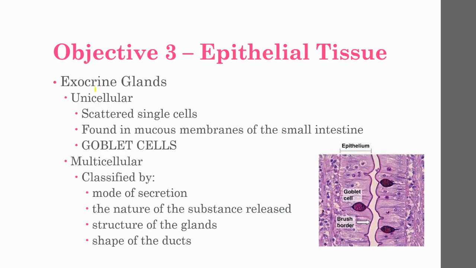And so just a little bit more on exocrine glands. They could be just single cells, and then if that's the case, we call those goblet cells. They're going to be in our digestive tract. And then most of your exocrine glands are going to be multicellular, and so we can classify them by how they secrete, the nature of the substances they secrete, and then the structure and shape of the glands and the ducts.